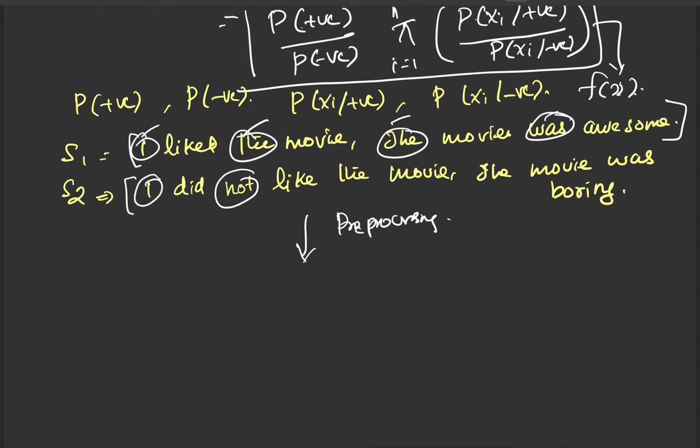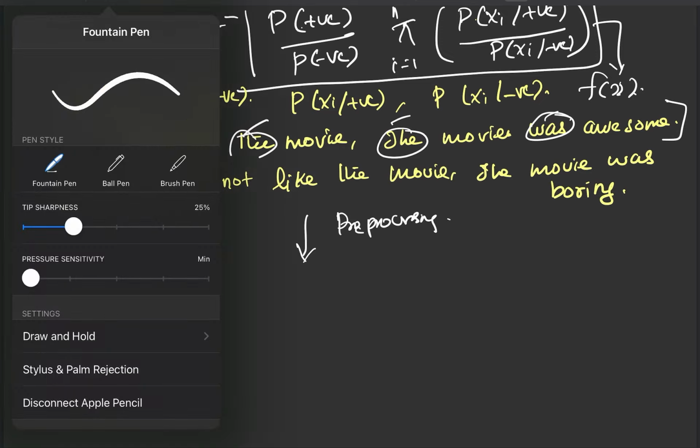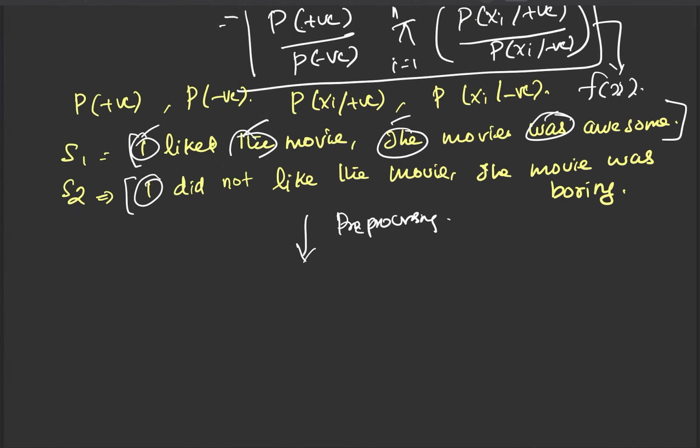Stop words, oh, not. This one is very important. The word not is very important for our classifier. It has the negative sentiment. And did will get removed, the will get removed, was will get removed.